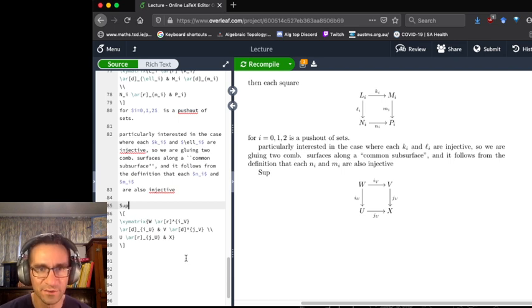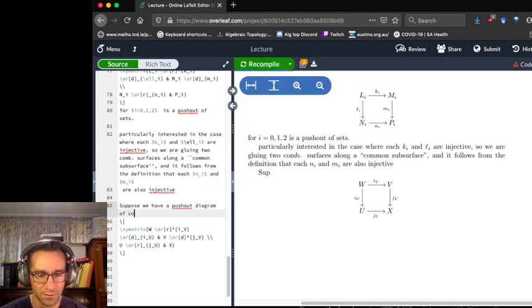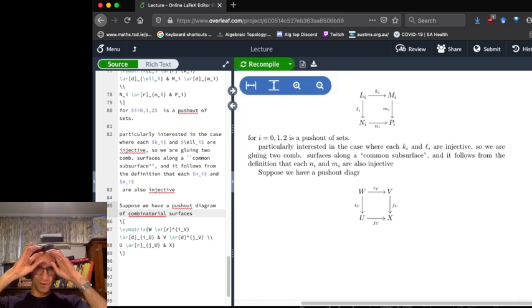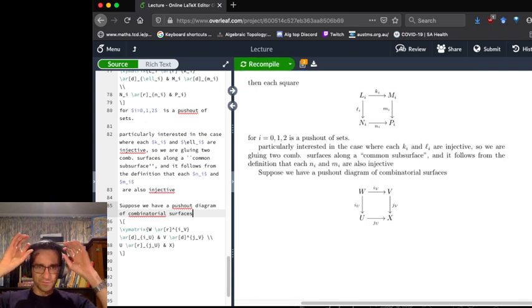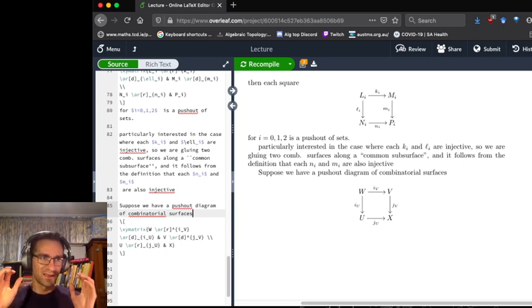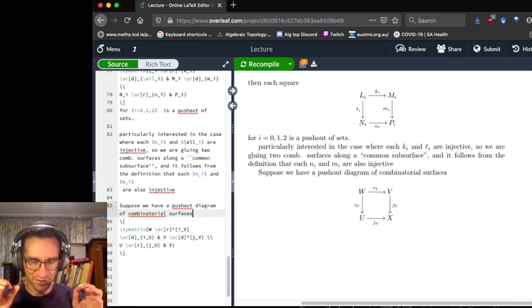All right, so let's say we have this. Suppose we have a pushout diagram. So now we've abstracted it. Right, we're saying I've got a pushout diagram, and now by the magic of functors I'm going to apply some of the functors that I know.